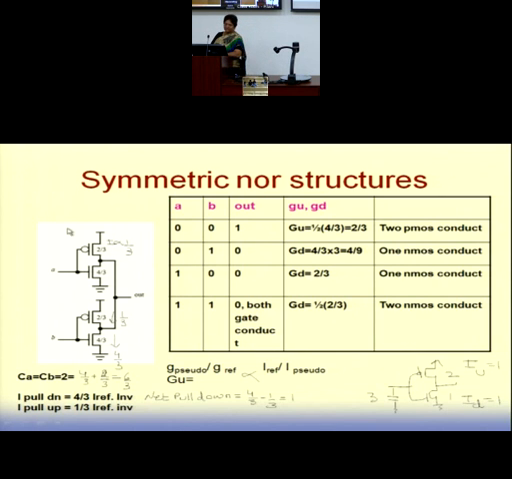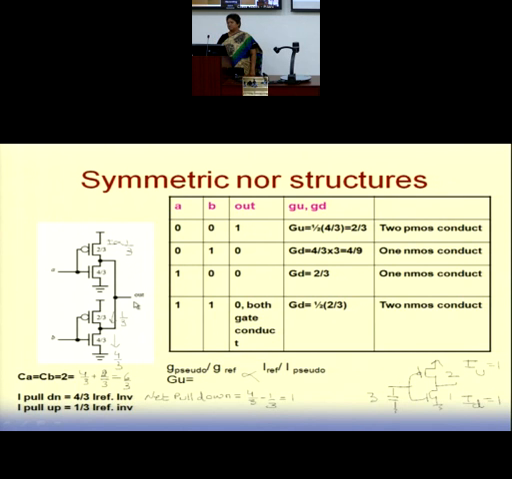Now if I look at this gate, which is a 2-input NOR gate, if both are 0, 0, this current will be proportional to 1 by 3. This node will be charged with a pull-up current of 2 by 3. It will be charged with a current of 2 by 3, and this is also charging with a current of 2 by 3.